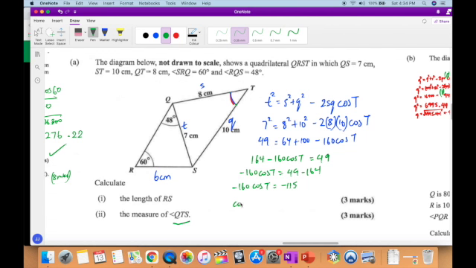So therefore cos t is negative 115 divided by negative 160. Negatives cancel, gives me 115 divided by 160, 0.71875. Therefore, t is the cos inverse of 0.71875, which is around 44 degrees.